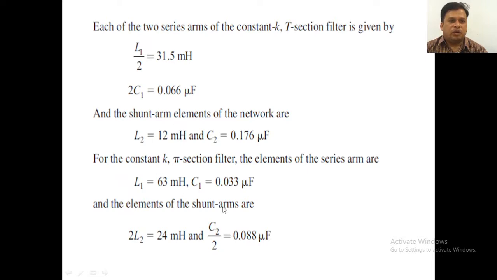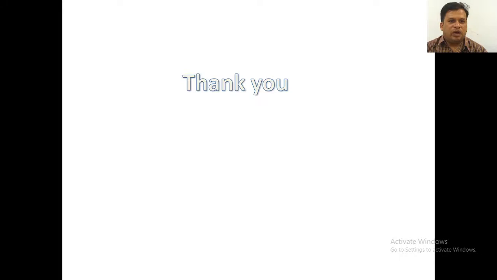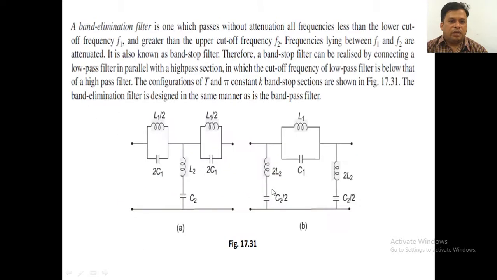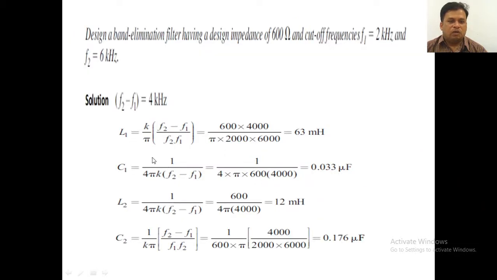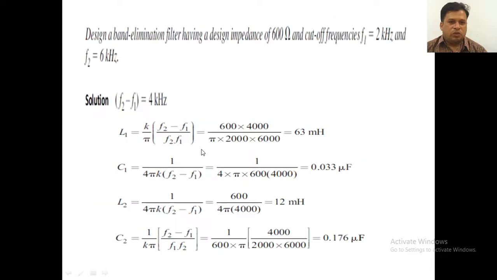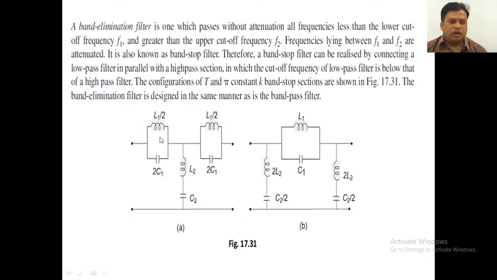So you calculate these values, L1 by 2, 2C1, L2 and C2, and C2 by 2, and keep them in the circuit. All these values are substituted here, and that completes the design of the band elimination filter.